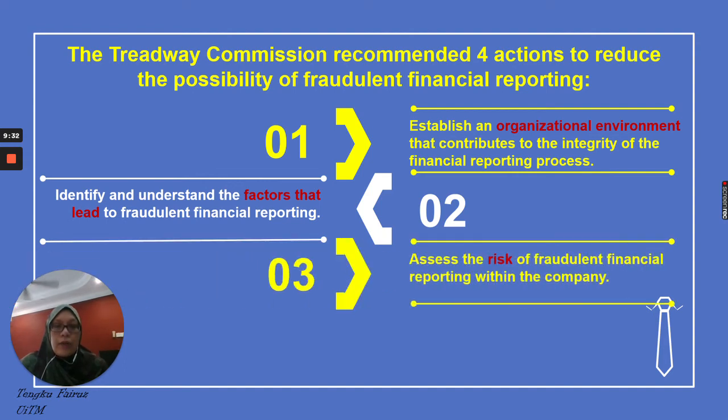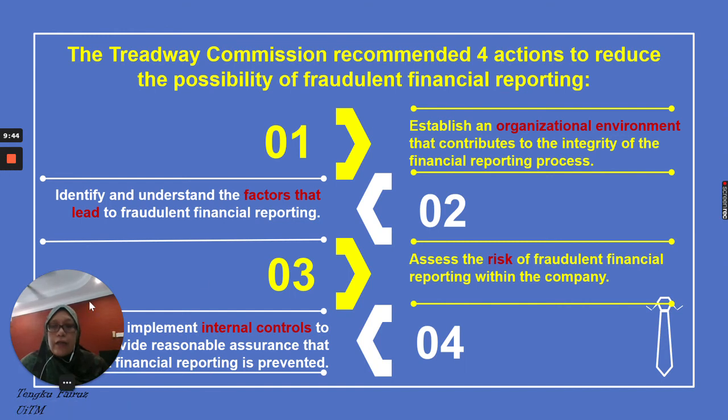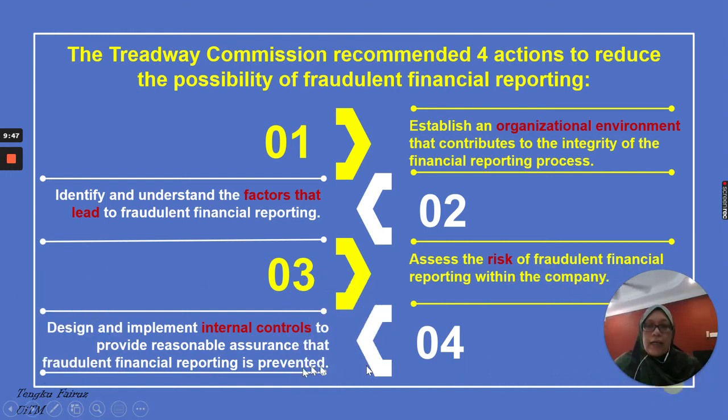Okay, and then the third one, they need to assess. Okay, so they already identify the factors and then assess the risk of that fraudulent financial reporting. Okay, apa risiko. Okay, then the fourth one, design and implement internal control, okay, internal control to provide reasonable assurance that fraudulent financial reporting is prevented. So itu yang kita akan discuss in detail nanti, apa those internal controls that can be implemented, designed, so that they can provide reasonable assurance that fraudulent financial reporting is prevented.